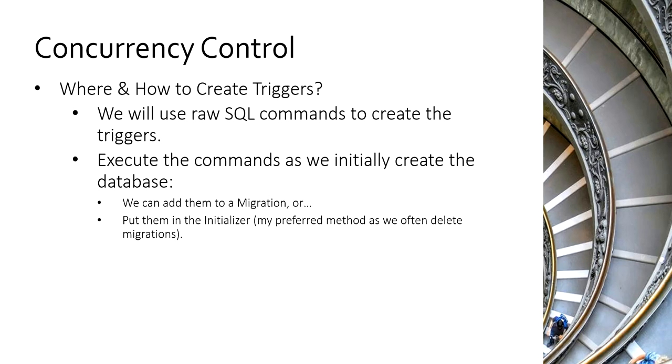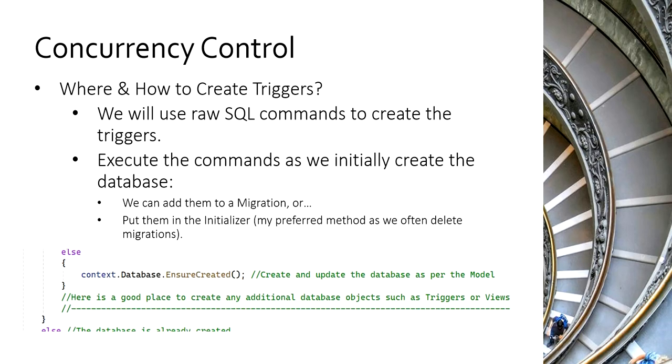And it's pretty safe to do so, right? We just put it right in our spot. We'll have a look at it in the code, but here's a screenshot. Right after we do the code where we decide whether we're going to apply migrations or use ensure created, one way or another, we've created the database, right? So it's a good place to add any additional database objects, triggers, views, etc. So that, my friends, is exactly where and how we're going to get our triggers in place.